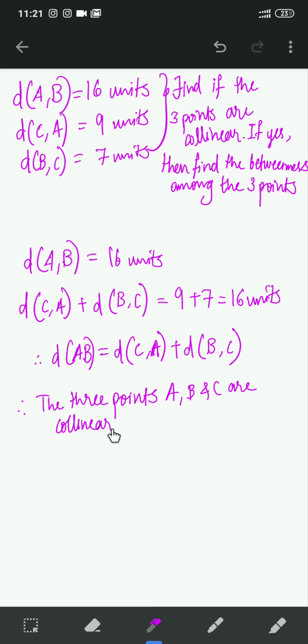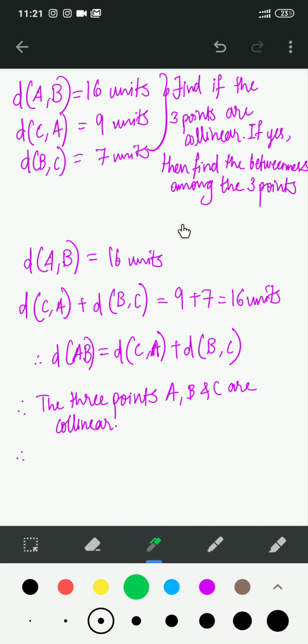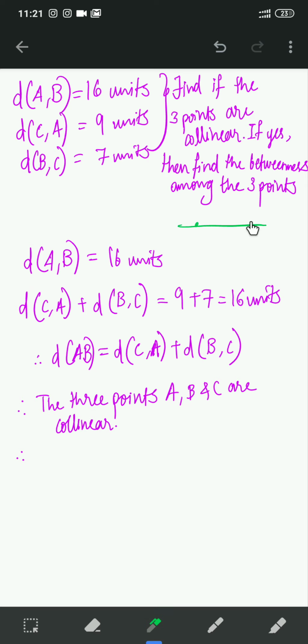Now we need to identify the betweenness. So how do we get the betweenness? If you notice, A and B will be at the extremes. In the rough column, you can quickly draw a number line like this. The distance between points A and B is 16, so C will be somewhere in between. Since the distances match, I can put point C somewhere like this. CA is 9 units, BC is 7 units, so C is in between. Like this, in the rough column, you can draw it and get an idea.